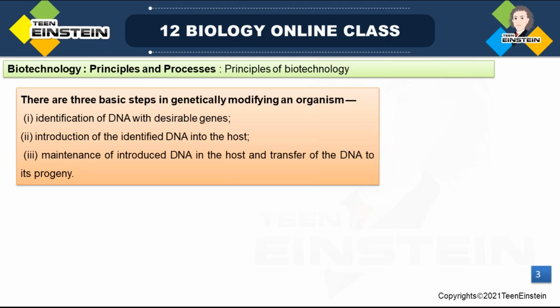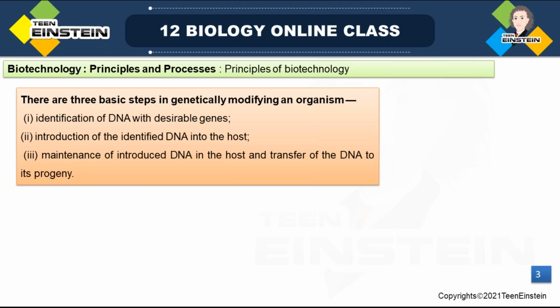So for genetic modification of an organism, first we need to identify the DNA with the desirable gene. Okay. What do you mean by that? Whichever gene we want, or whichever character should be improved, that gene we first need to find out. We need to locate it and find out the position of that gene in the genome. So the first step is the identification of DNA with the desirable gene.